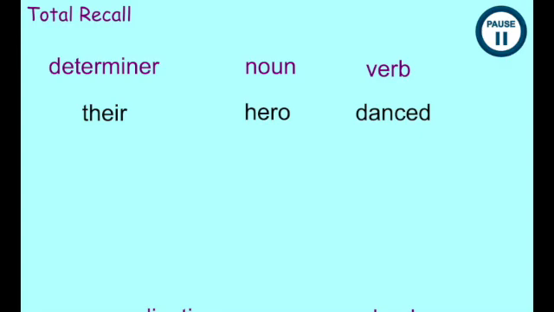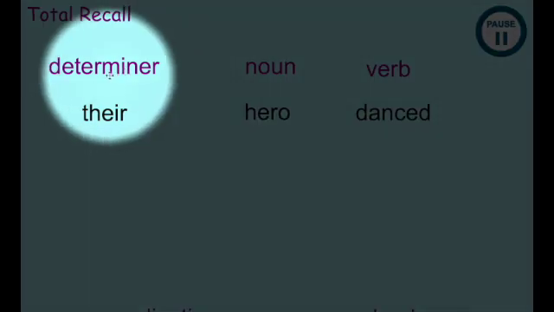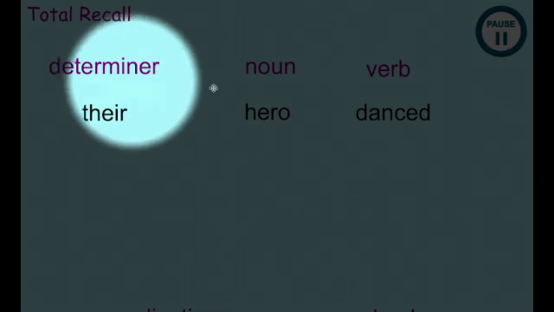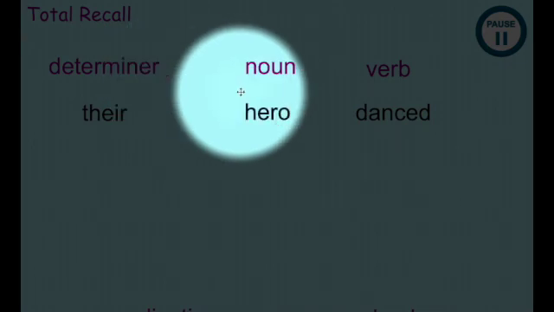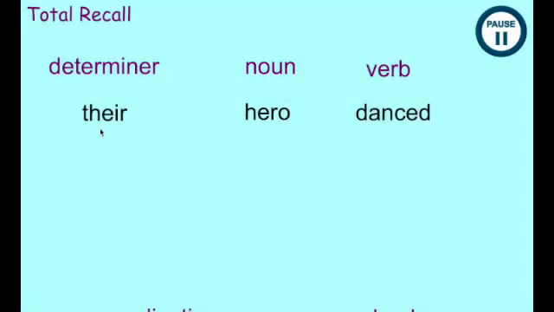Okay, so I know we've done lots of work on word classes, so we're just going to look at these three. We've got determiners, nouns and verbs. We know that with determiners, they determine the noun. So is it their hero, my hero, etc.? We can have their, his, her, that, five. It could be a number like 5 heroes, 5 ducks, my duck, or the duck.